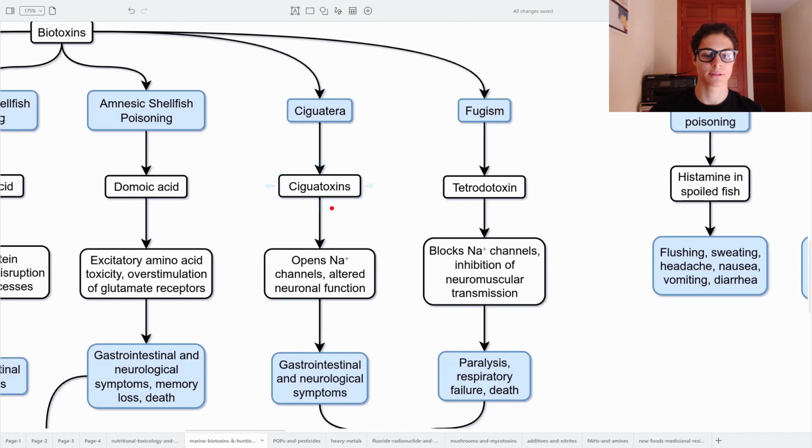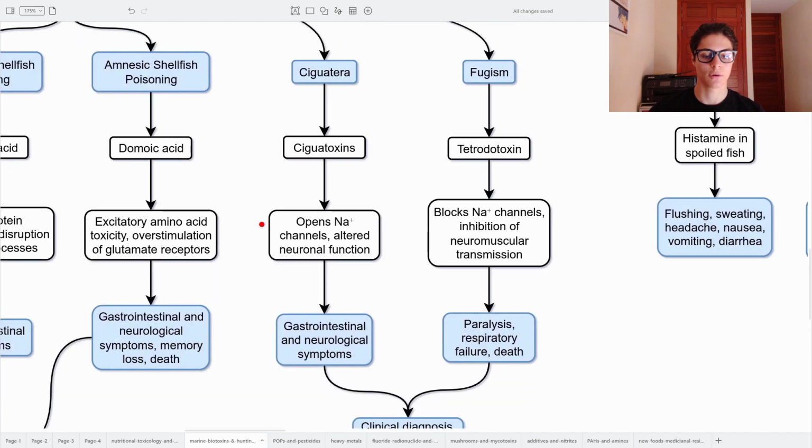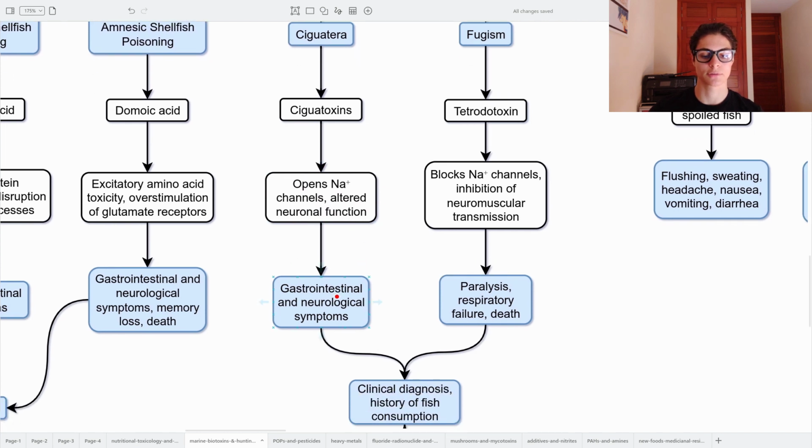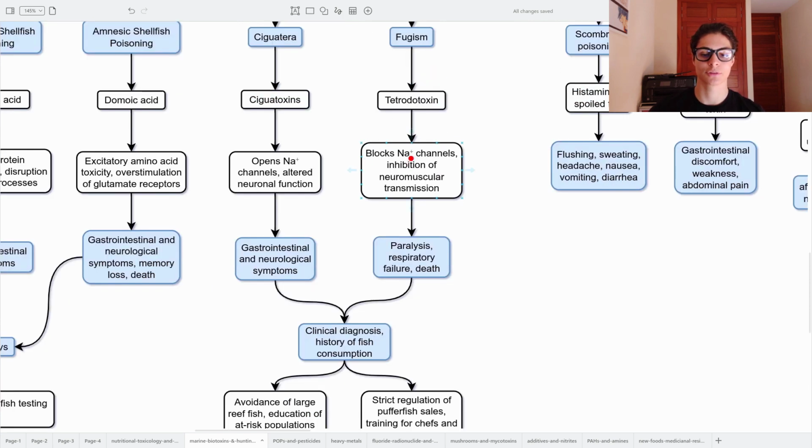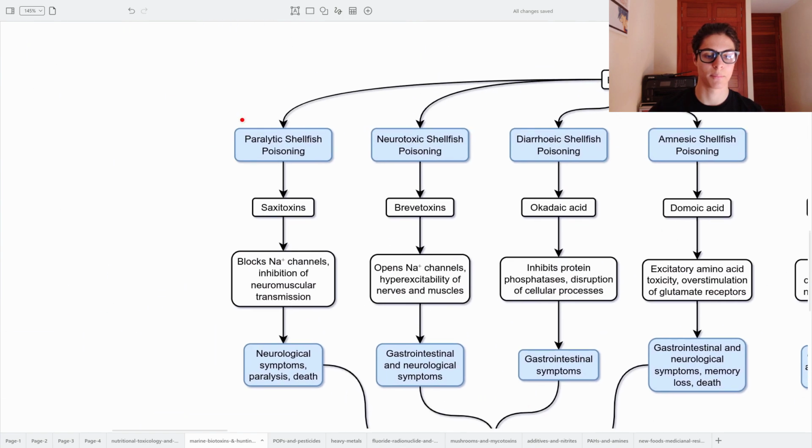The ciguatera is due to ciguatoxins. It opens the sodium channels, creating an altered neuronal function, leading to gastrointestinal and neurological symptoms. The fugism toxin is the tetrodotoxin. It blocks the sodium channels, inhibiting the neuromuscular transmission, leading to paralysis, respiratory failure due to that, and death. Indeed, this is very similar to the PSP.